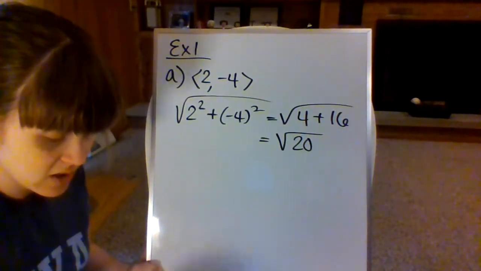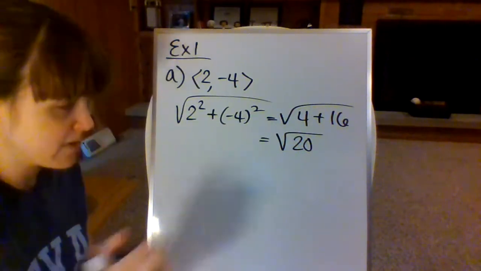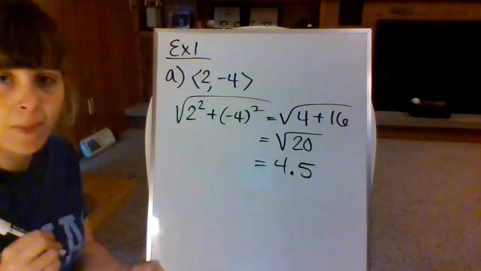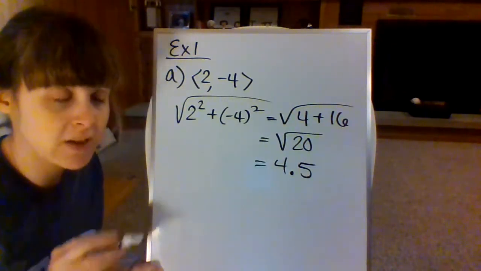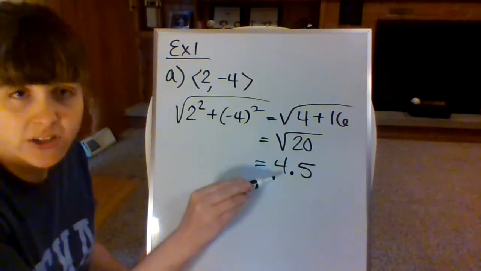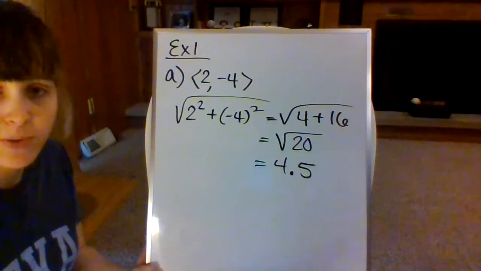Square root of 20, if you round to the nearest tenth, is 4.5. Okay, so on your homework today, we will be finding the magnitude of a vector, and then you'll round your answer to the nearest tenth. Okay, so it's important that you round it to the nearest tenth.